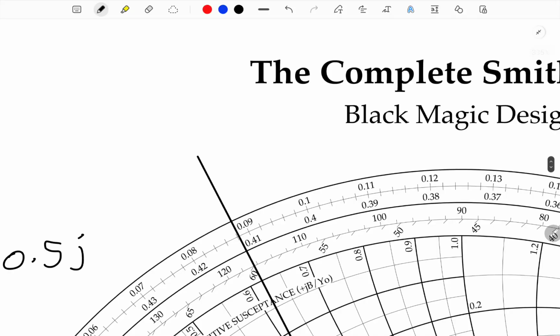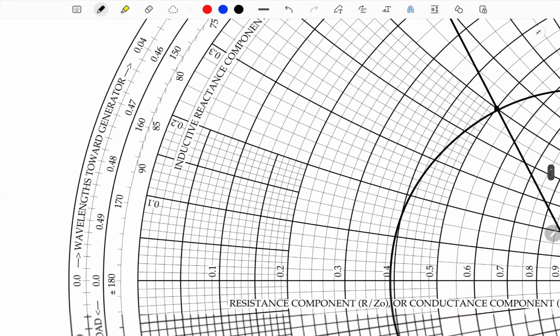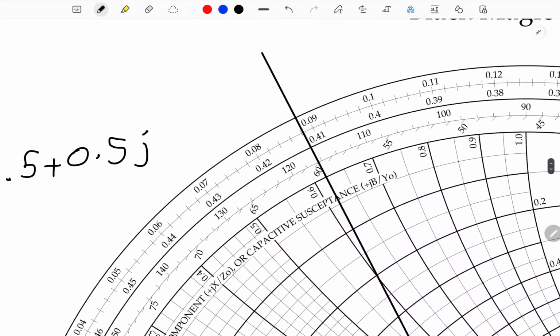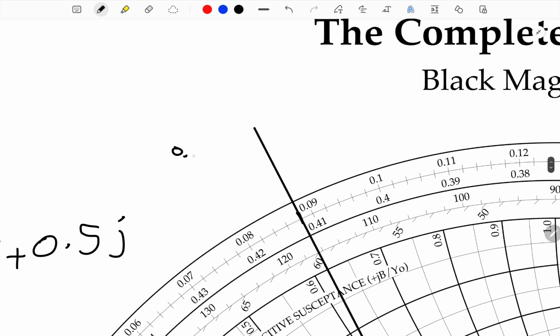Let me see. Are we looking at top or bottom? Towards the generator. So we're going 0.088. Exactly. That's like around 88. Yeah. So 0.088 lambda.